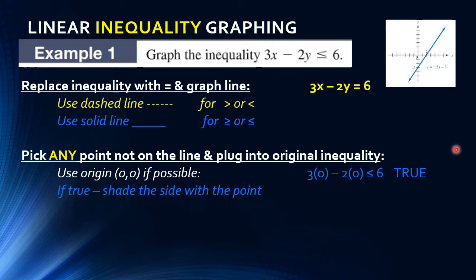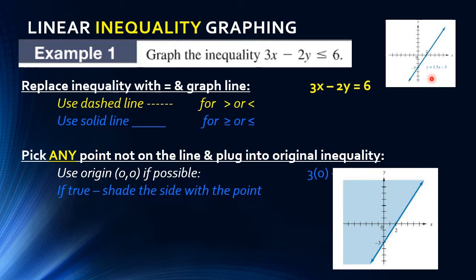If when you plug it in, you get true, then you're going to shade the side with the point. So the origin is here. When we plug it in, we see it's true, so we're going to shade everything above and to the left of the line here. So everywhere you see my dancing pointer, because the origin is there, we're going to shade everything on that side of the line. Let's pick a point on the opposite side so we can see what happens when we do that.